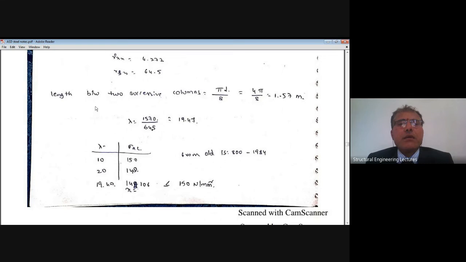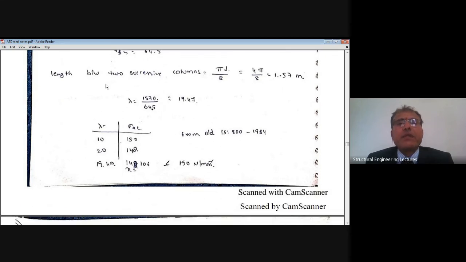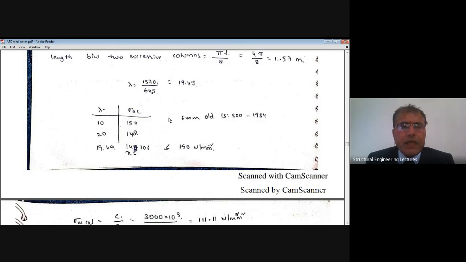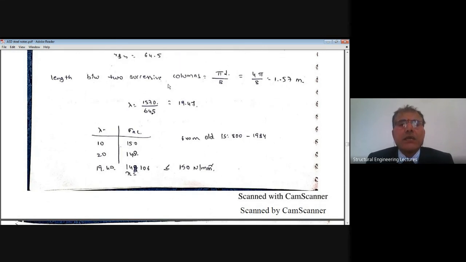What is the length between two successive columns? I have the total peripheral length, pi d, which is pi multiplied by 4, divided by the number of columns, 8. Therefore, the spacing between each column is equal to 1.57. Now I'll calculate the slenderness ratio.